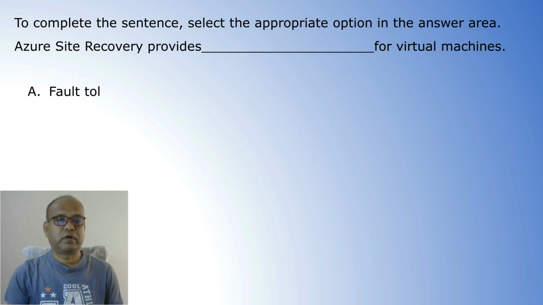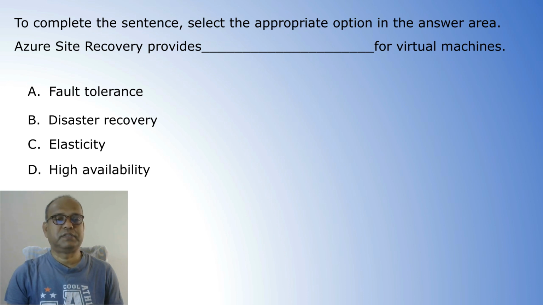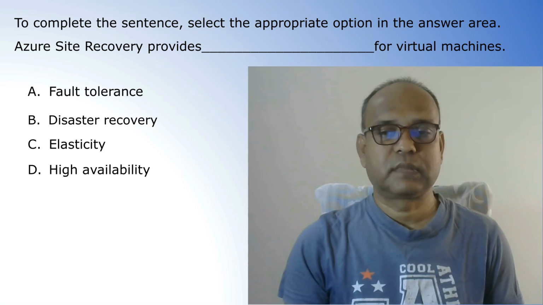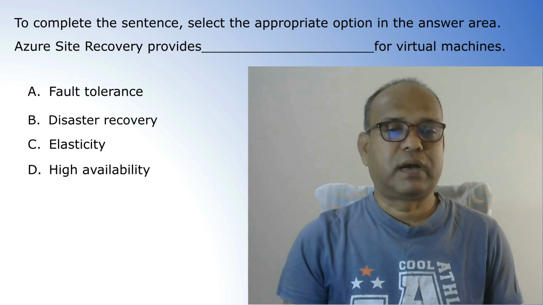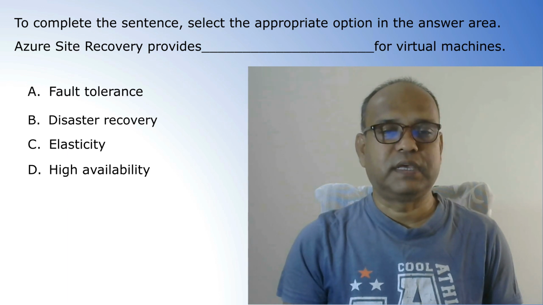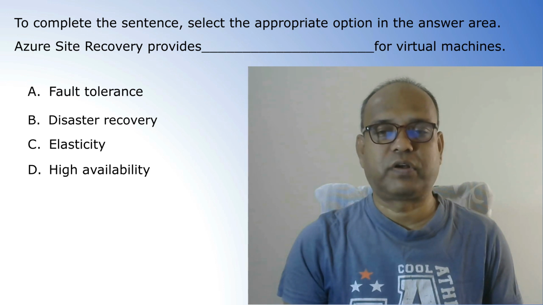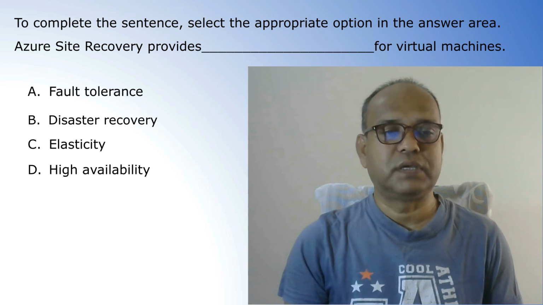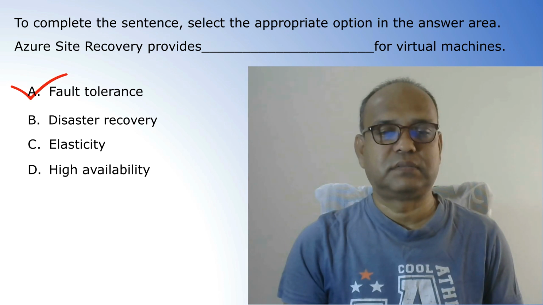Option A, fault tolerance. Option B, disaster recovery. Option C, elasticity. Option D, high availability. We know that Azure Site Recovery is a service and its functionality is to provide fault tolerance for virtual machines. So option A is the correct answer.